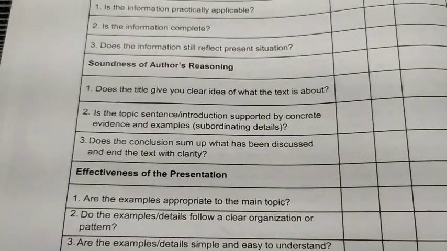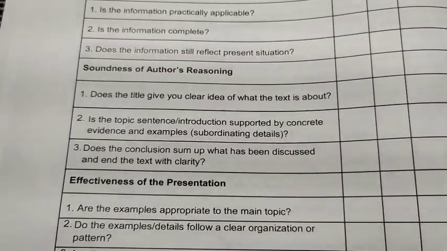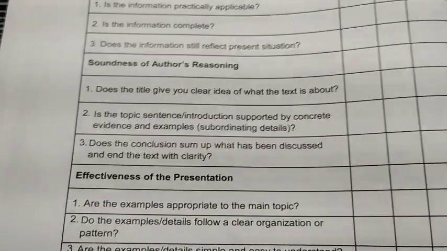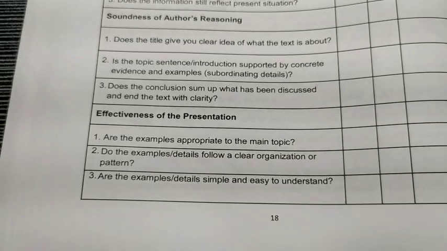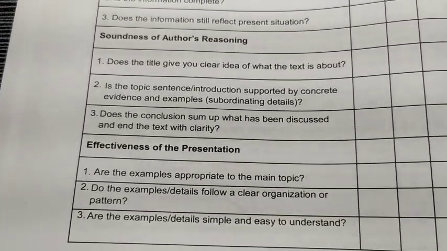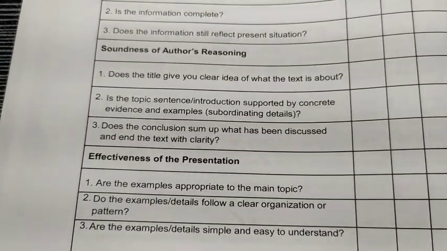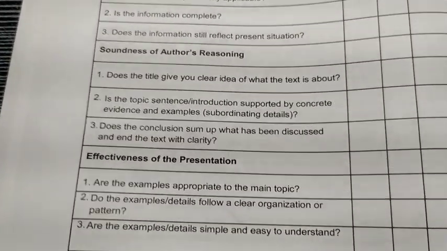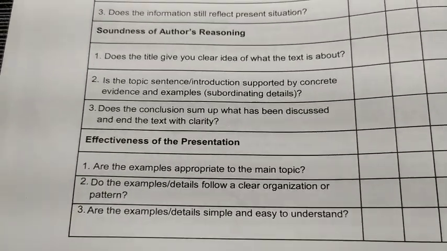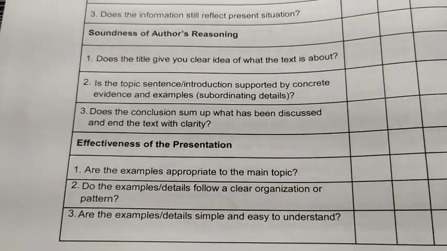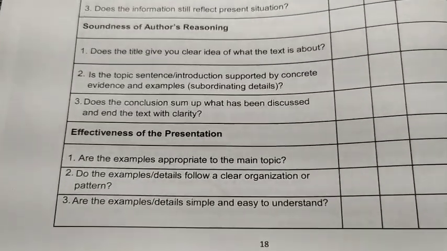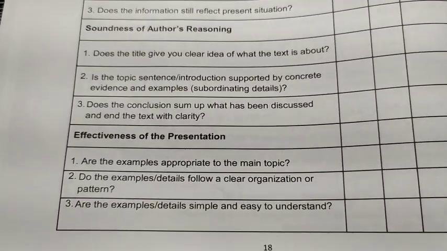Is the topic sentence supported by evidences and examples, or are there subordinating details that promote oneness and coherence of the text? Then the conclusion, is it clear? Is it really summing up what is being told in the entire text? Effectiveness, are the examples appropriate? Is it supporting the main topic? Do the examples or details follow a clear organization pattern? Are the examples simple and easy to understand? Or effectiveness, again, is it clear.